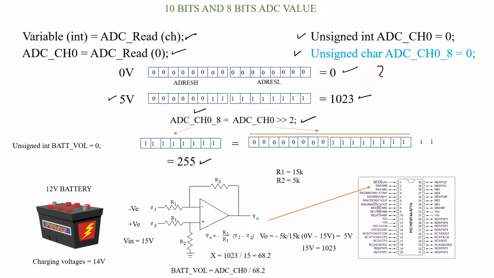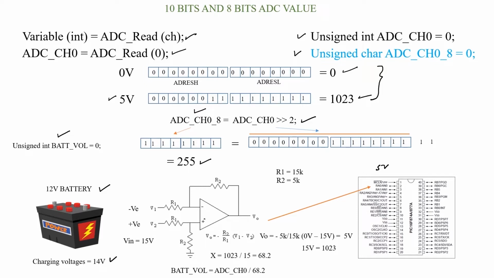To convert this raw data from the ADC, from 0 to 1023, to a meaningful parameter of battery voltage, we can define a variable, unsigned integer battery voltage. If you would like to read the voltage of a 12-volt battery using the PIC16F877A microcontroller from analog channel 0, as we know that the maximum charging voltage for a 12-volt battery is 14 volts, we'll convert the maximum voltage, 15 volt, into 5 volt, as we know that the maximum reference voltage for analog channel 0 is 5 volt.